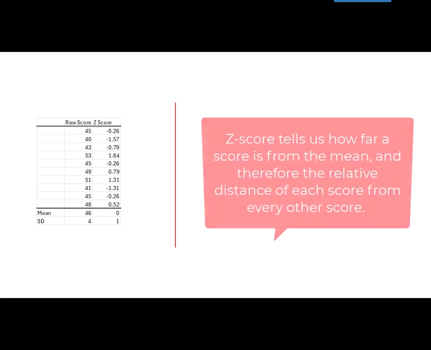Remember that each z-score tells us how far a score is from the mean, and therefore the relative distance of each score from every other score. In the last video, I mentioned that the mean of a z-distribution is always equal to 0. That makes sense because the mean represents the balance point of a data set. The sum of the values below the mean has to equal the sum of the values above the mean. Just as important, the standard deviation of a distribution of z-scores is always equal to 1.